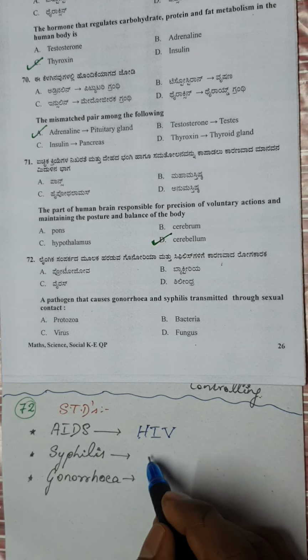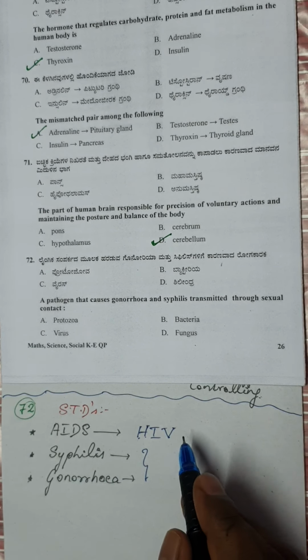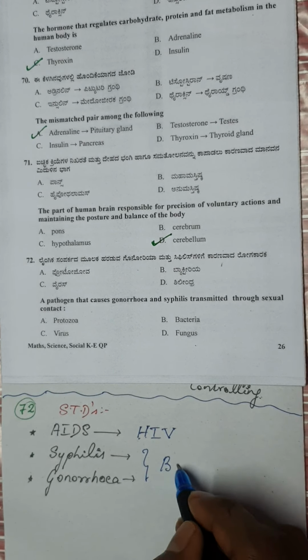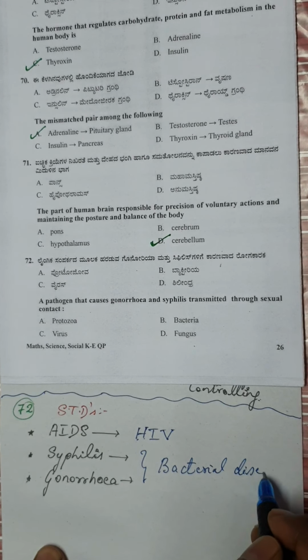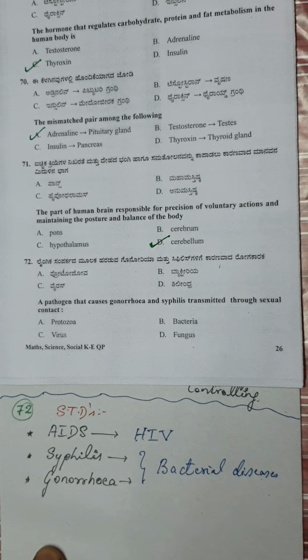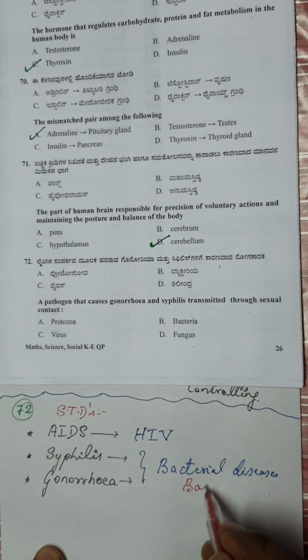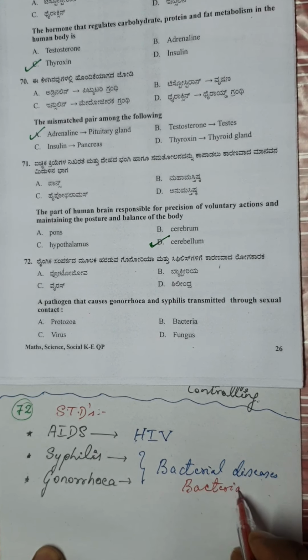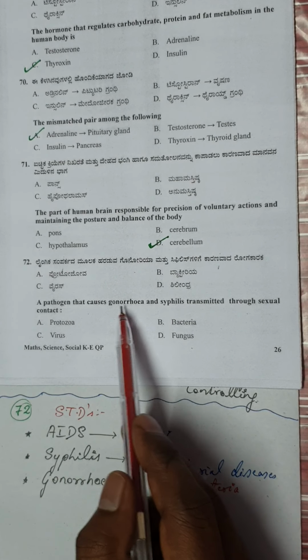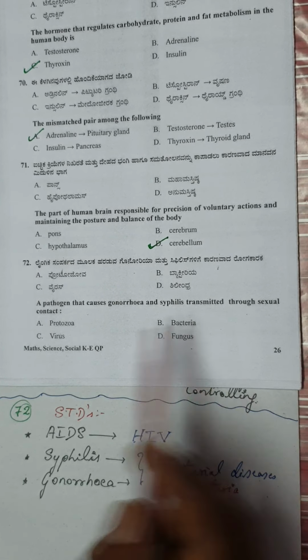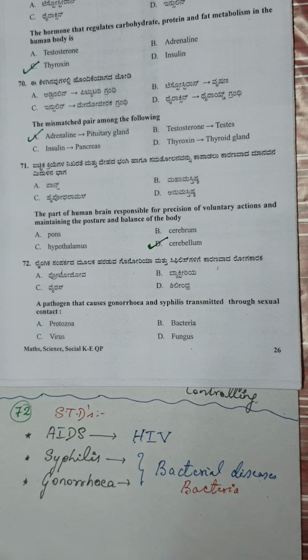Now the other 2 STDs, which are syphilis and gonorrhea, are actually bacterial diseases. That means definitely they are caused by bacteria. So the pathogen which causes syphilis and gonorrhea, transmitted through sexual contact, is definitely bacteria.